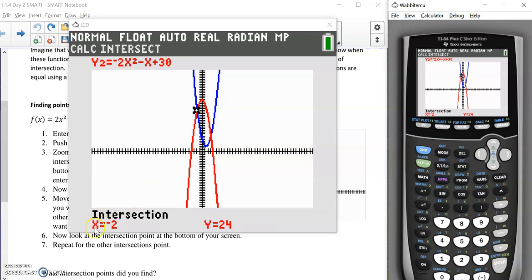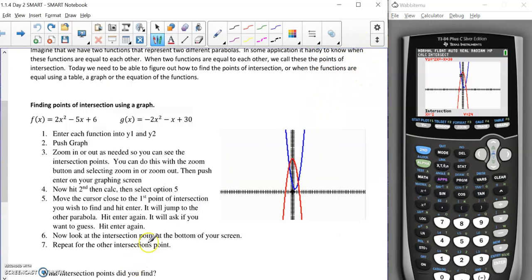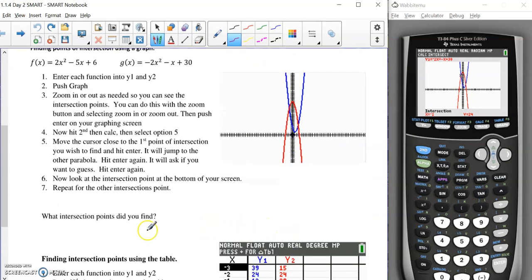So you'll see that we have one intersection at -2, 24. So I'm going to go ahead and write down that one of my intersections is at -2, 24. Okay, and then we have another one, so we're going to go ahead and repeat that process.